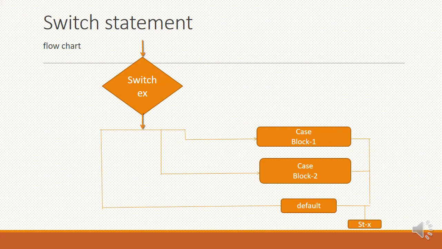What is this? All of you know. This is a flow chart for the switch statement. So here, what happens? It begins with the switch expression. Here you are going to write the switch expression. Depending on this expression, your blocks are going to execute. First we write the switch and the expression.